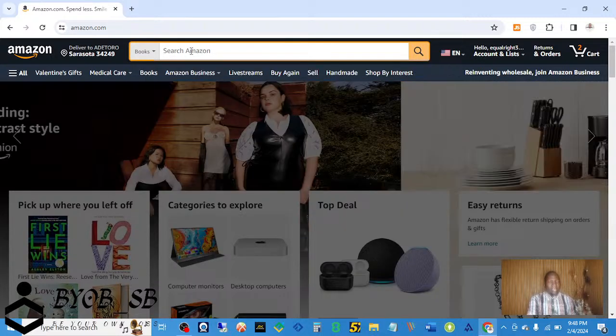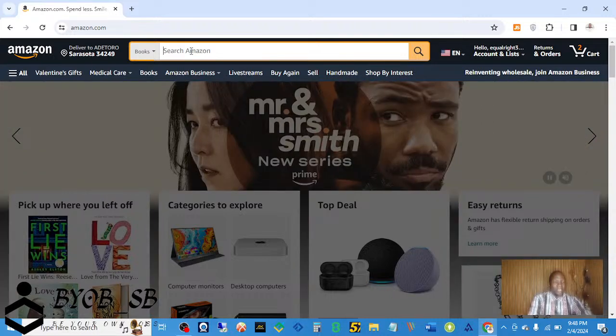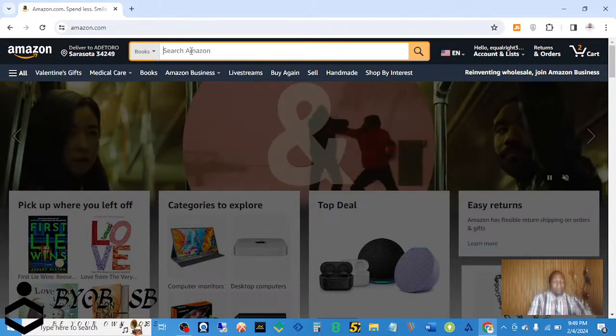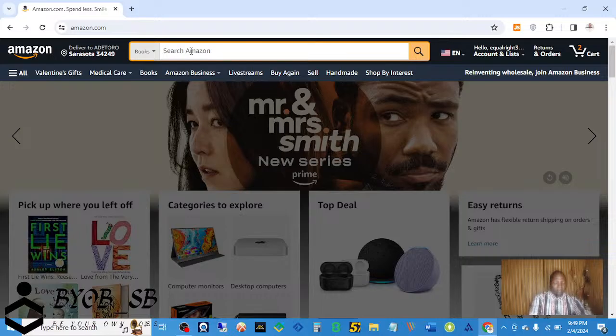Don't write anything here. Assuming we want to search for a particular book, that is a situation where we need to type the name of the book here. But in this case, we are not searching for a particular book. I just want to show you books that have been published on Amazon before, how they are performing, and what the authors are making in sales. I want to do a little calculation for you to have an idea of what Kindle publishers are making.